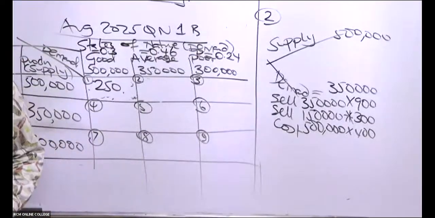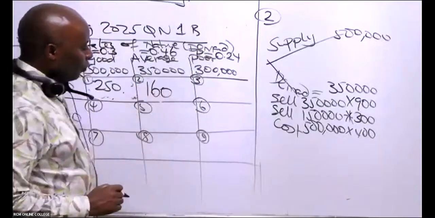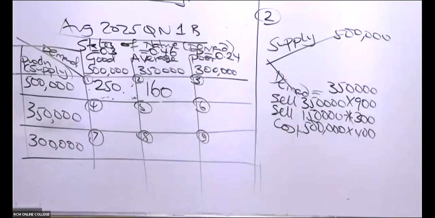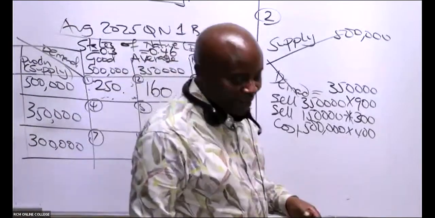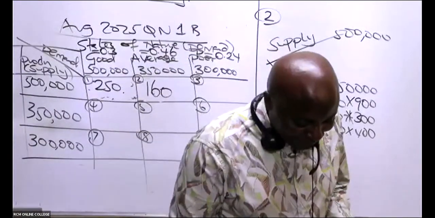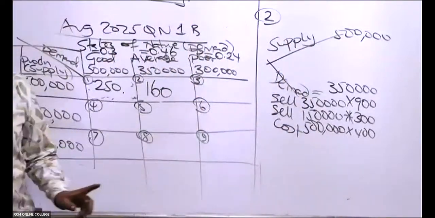Thank you, Cheryl. They're giving me a figure of 160. Is that okay? Now that you have become the superstars, give me number 3, the profit for number 3. Give me the profit for number 3.